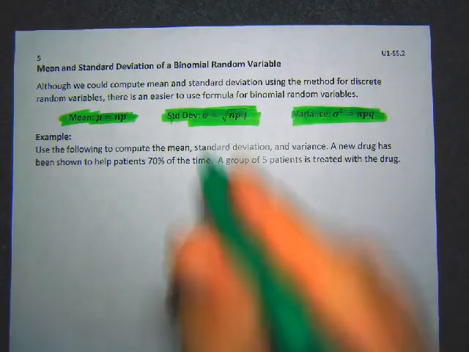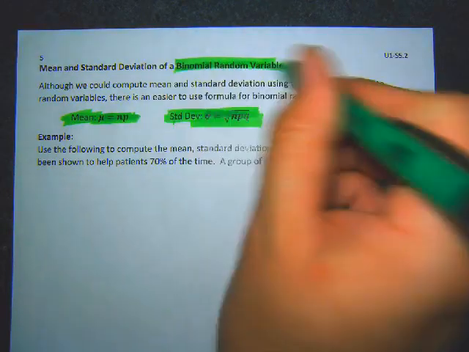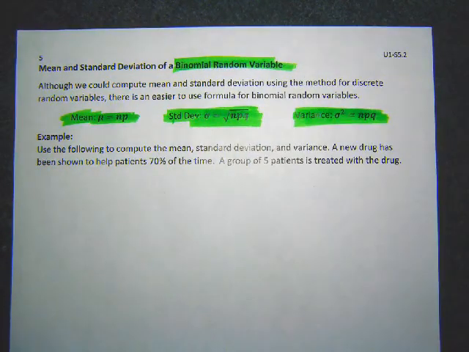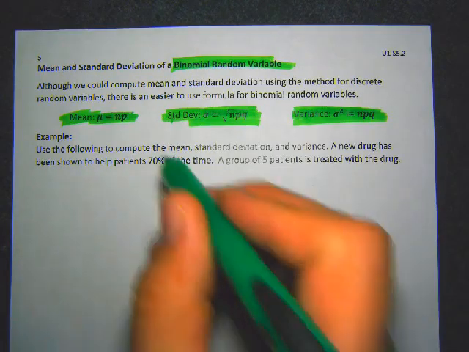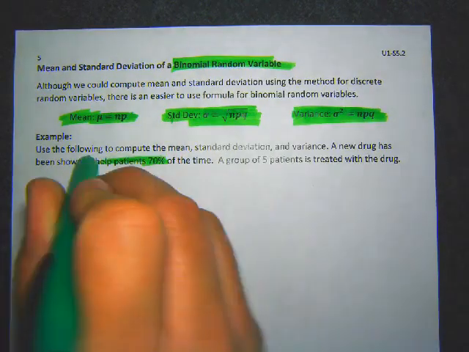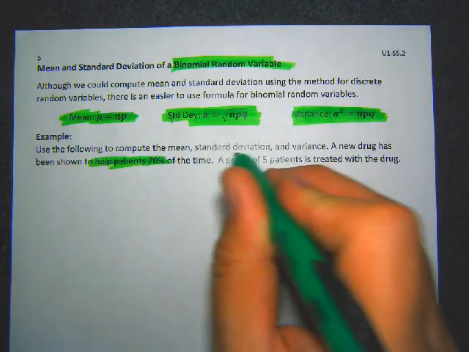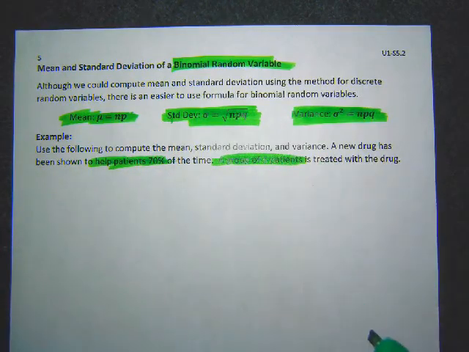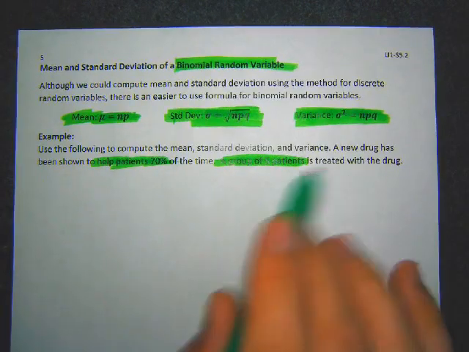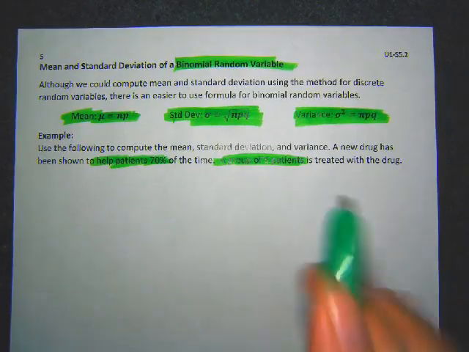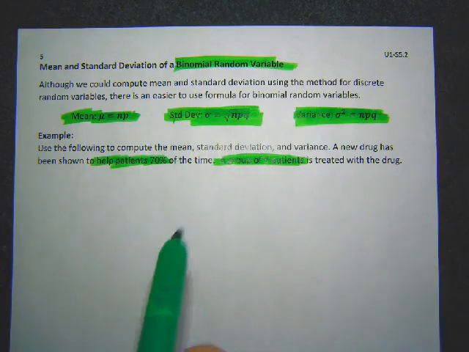And again, this is just for binomial random variables that have that nice situation where there's success or failure, the only options, and they'll typically give you this information. They'll give you the probability of success, so what's the chance that it helps patients, and the trial size, so how many patients there are, and that's all you need for this one. They didn't tell us the number of successes because we weren't looking for the probability of successes, we're looking for the mean, standard deviation, variance.